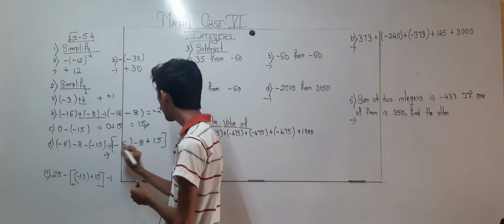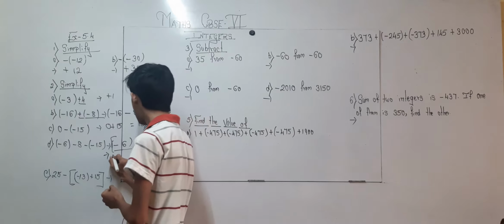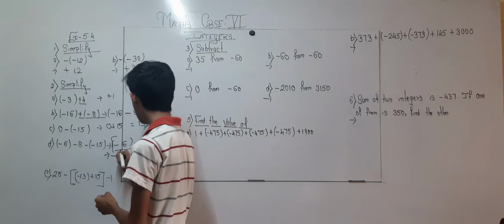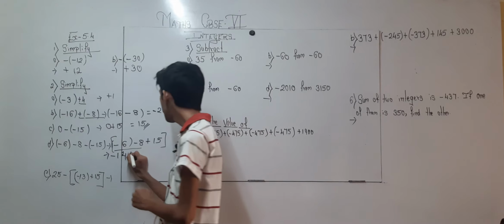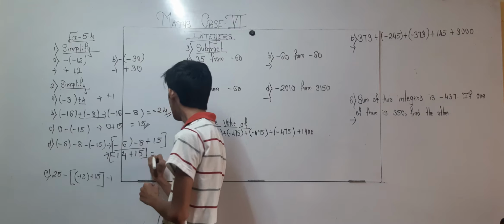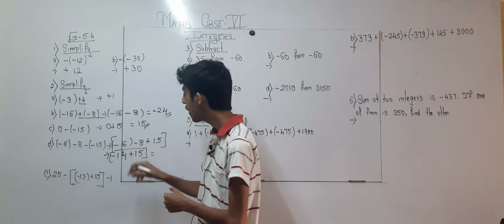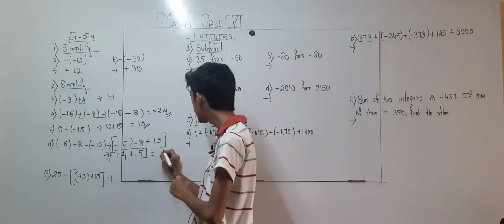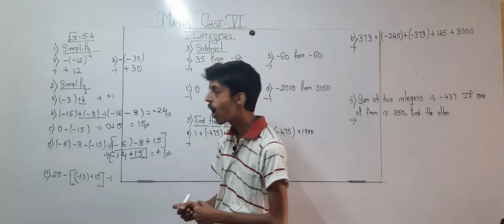Now first we will solve the first part. So minus 6 minus 8, the sign will be minus and we will do the total. So 6 plus 8 will give me 14, plus 15. Now 3 signs got converted into 2 signs. Now minus plus will give me plus minus. So 15 minus 14 will give me 1 and the sign of the greater number, that is plus 1.